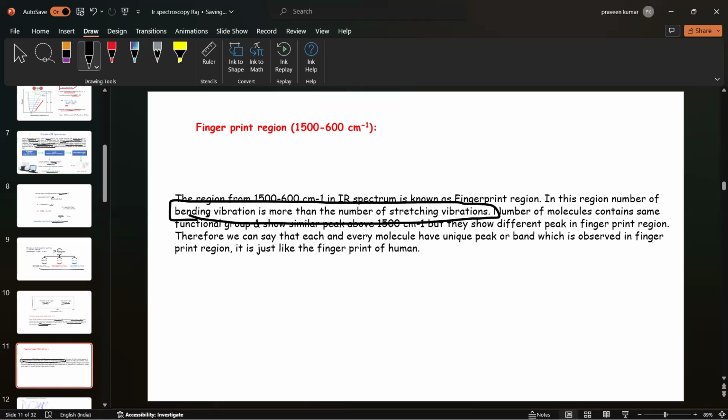Now answer me, guys. For which type of vibrations does it require more energy? The bending vibrations or the stretching vibrations? For which vibrations does it require more energy?